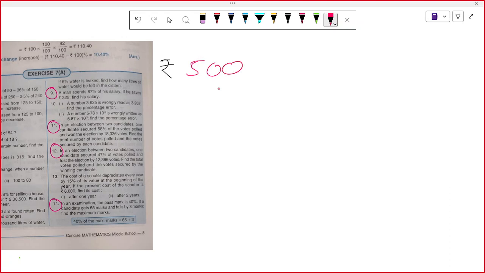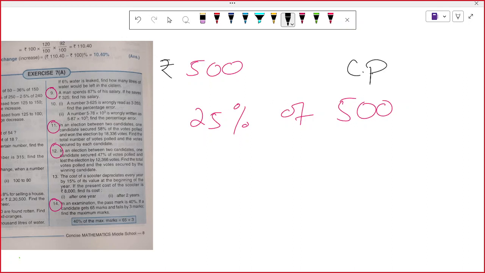I'll give 500. Find 25% of 500. 25 by 100 into 500. Yes, find 25%. Look here, I'll tell you a practical application. Cost price. For example, you go shopping and want to buy a product which costs 500, and they give you a discount of 25%.